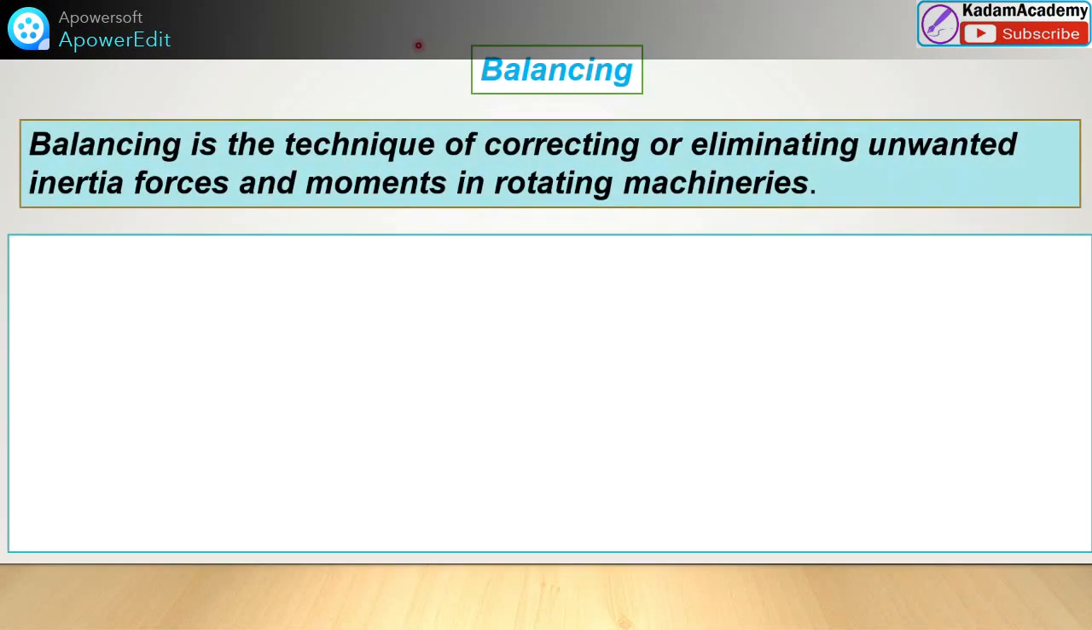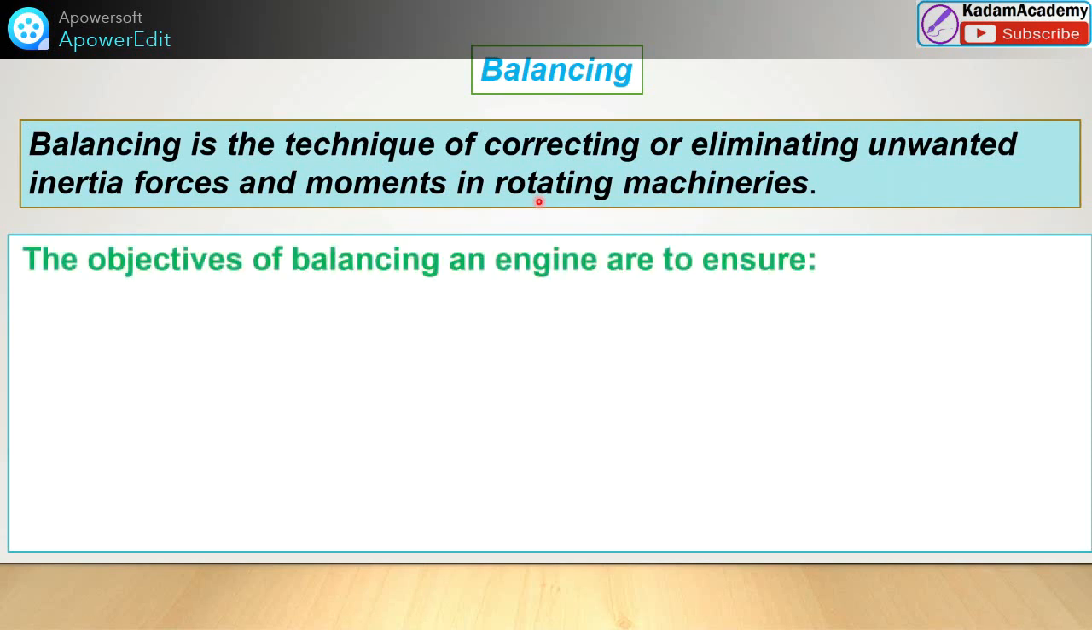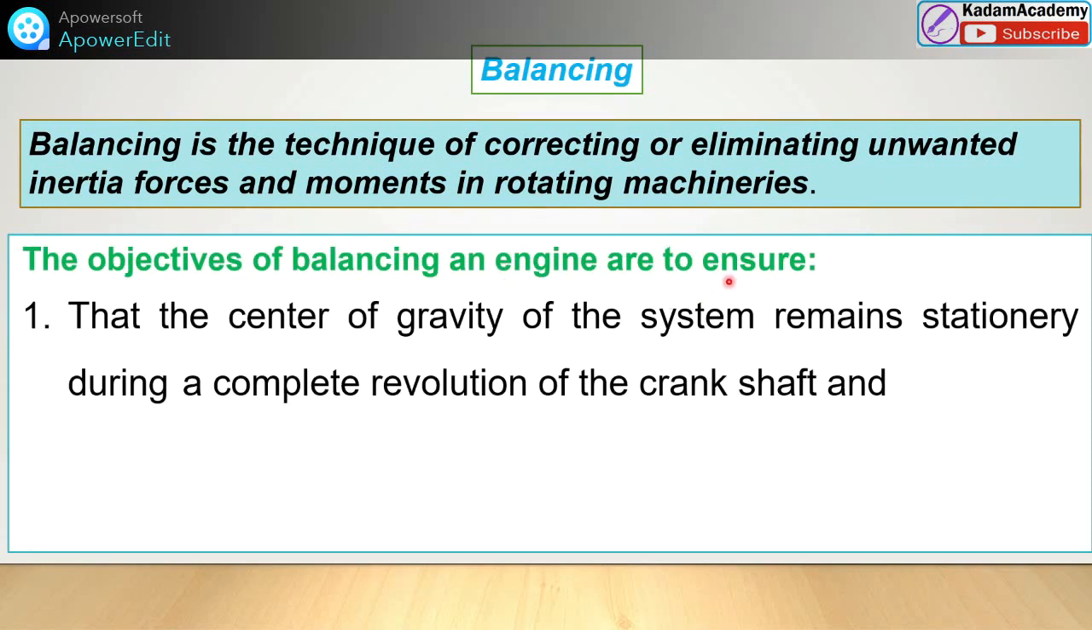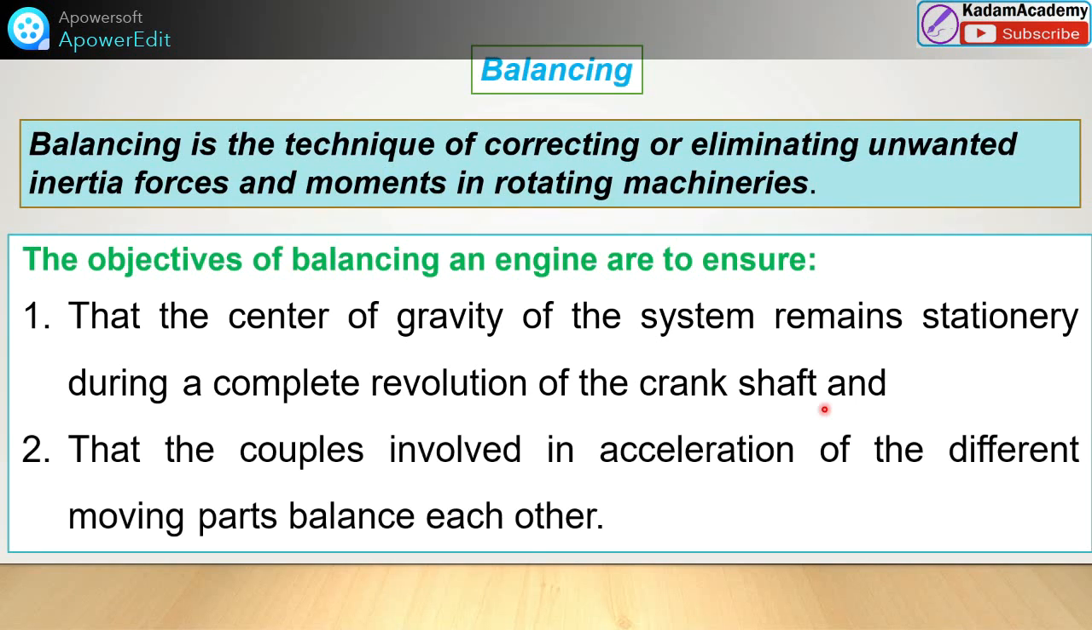Friends, what is balancing? Already we have studied: it is a technique of correcting or eliminating unwanted inertia forces and moments in rotating machinery. Friends, the objectives of balancing an engine are to ensure that the center of gravity, that is the center of mass of the system, remains stationary during the complete revolution of the crankshaft or in the rotary masses of rotary systems. The couples involved in the acceleration of the different moving parts must be balanced against each other. If both conditions are satisfied, then it is completely balanced. There is no unbalance.